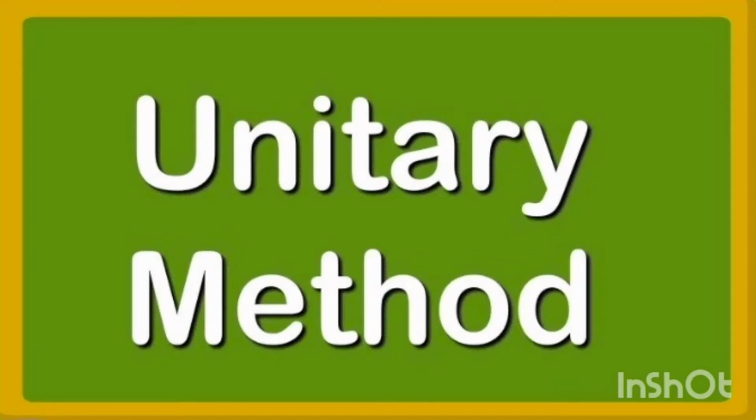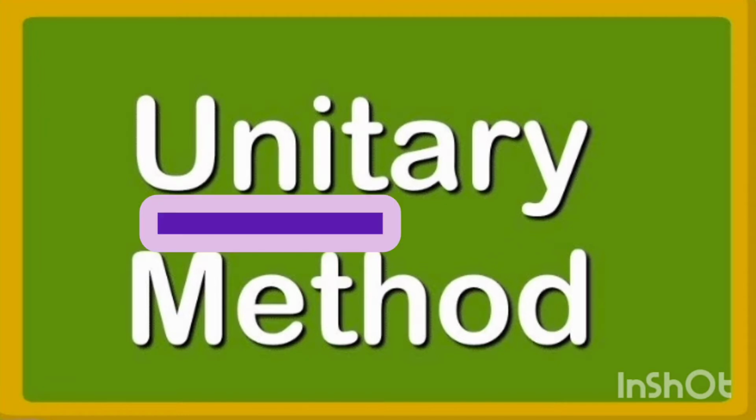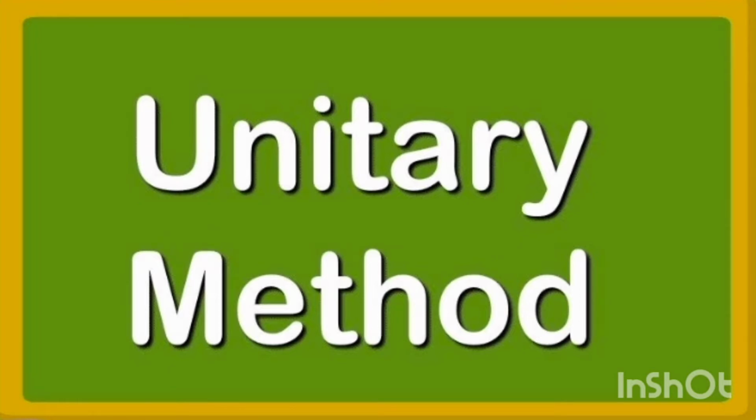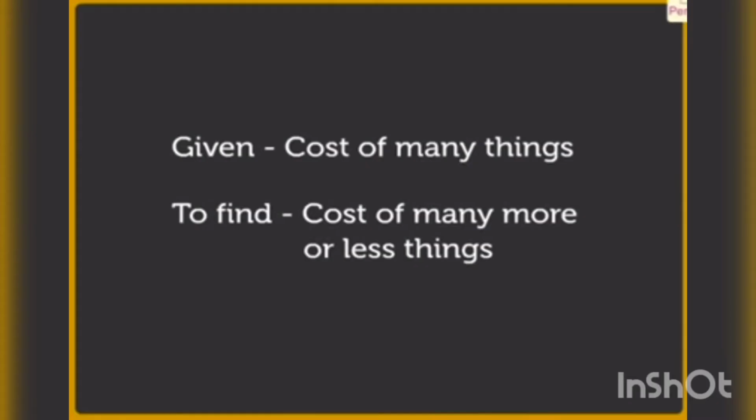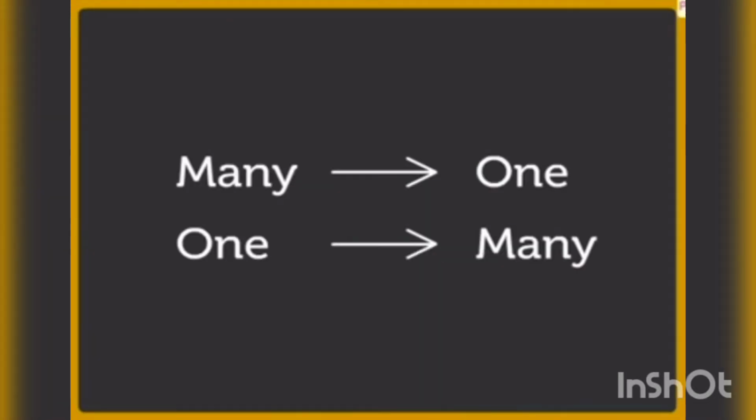So let's begin. First of all, look at its name. It's unitary method. You can see this word unitary is formed from unit, and the meaning of unit is 1. Here we have to find the value of one object and then use this value to find out the value of many objects. So here we must be given the cost of many things and we have to find the cost of more or fewer things. So we will go from many to one and then one to many.